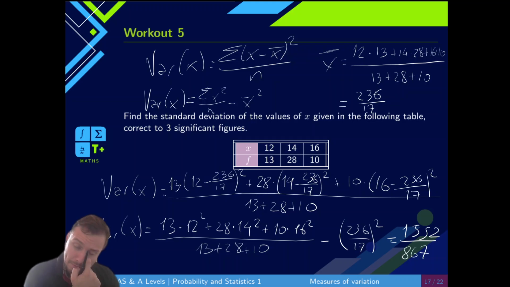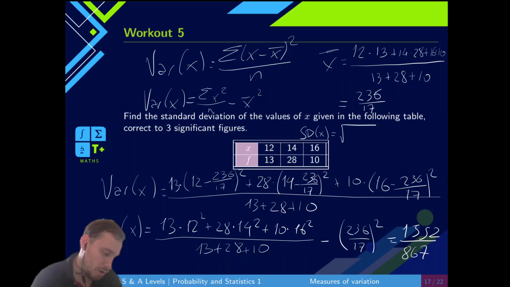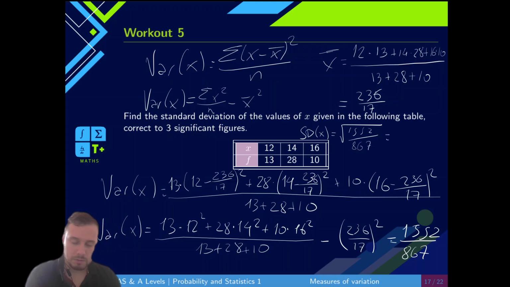867. And then we must remember that we are asked for the standard deviation correct to three significant figures. The standard deviation of x is the square root of the variance. It's the square root of 1552 over 867. We go to our calculators, we plug that in, and we get 1.34. That will be the standard deviation here.